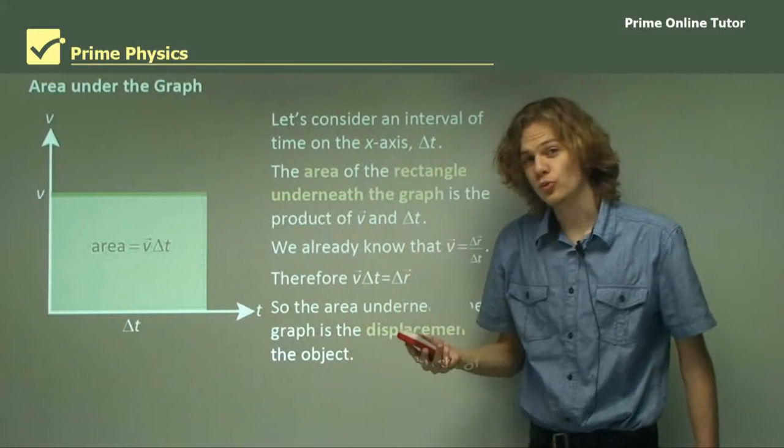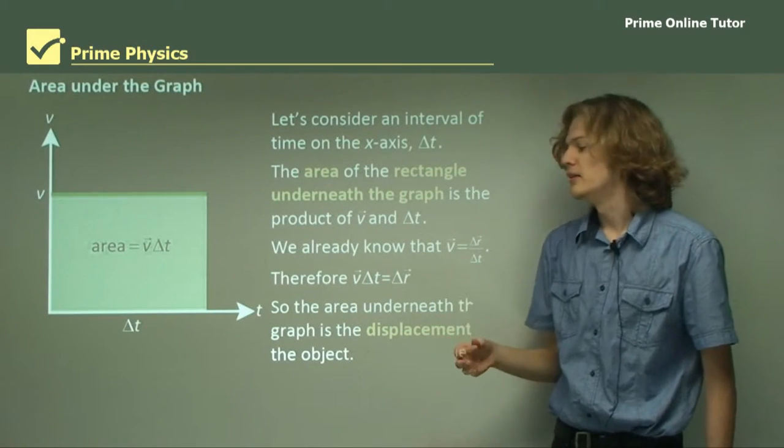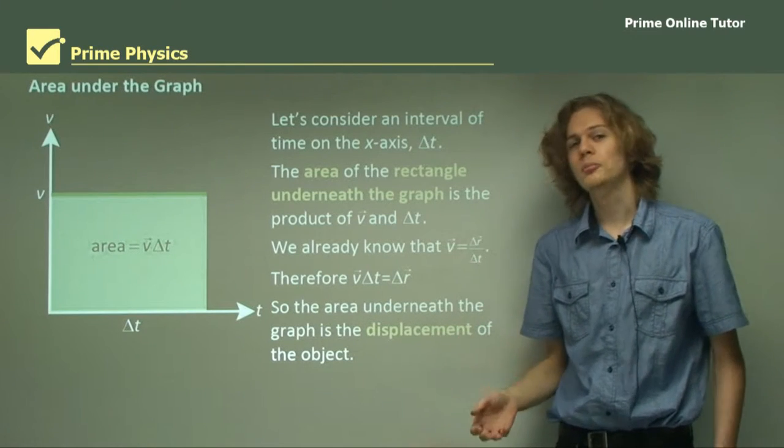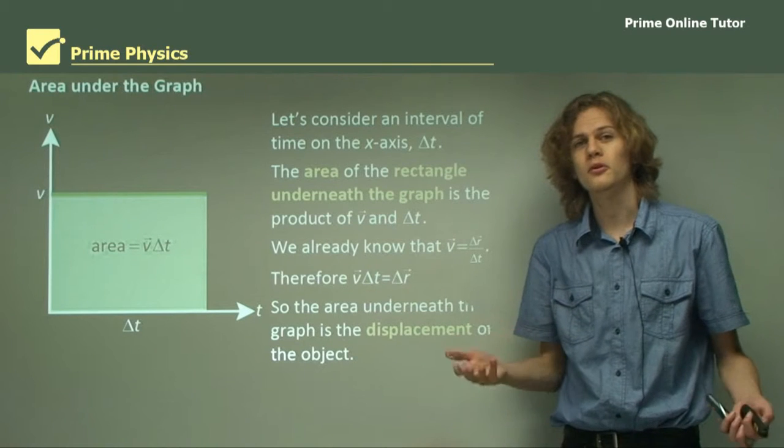We can see that the units work out as well, because velocity is measured in meters per second, and time is measured in seconds. So multiplying meters per second by seconds, we end up with meters, which is the proper unit for displacement.